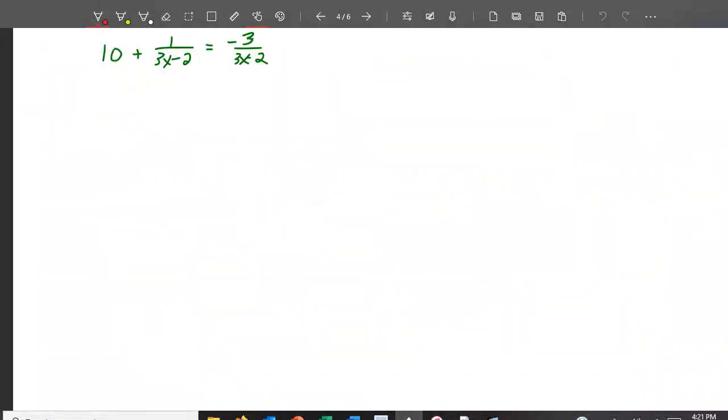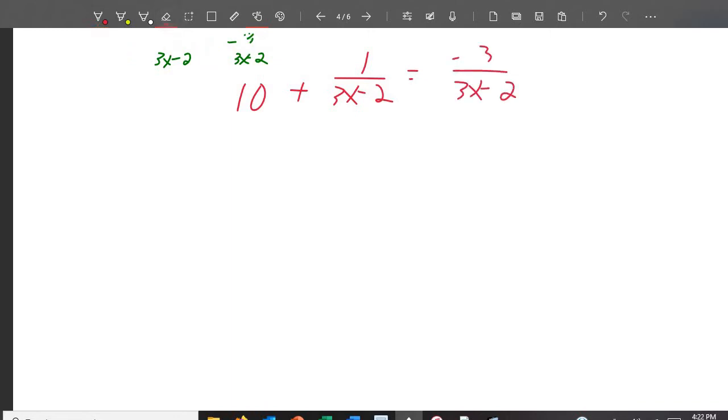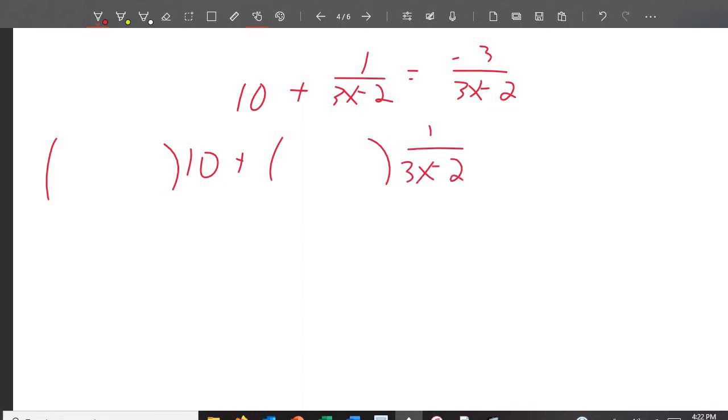Alright, let me rewrite this one. We got 10 plus 1 over 3x minus 2 equals. Now this one's got 3 terms, but it only has 1 denominator. So I'm going to put a parentheses next to everything. But I also have to find out what my restriction is. So this one we're going to have to actually solve it. But let me finish writing it out.